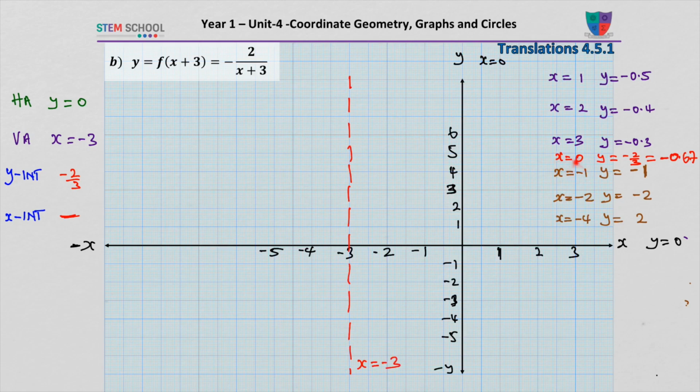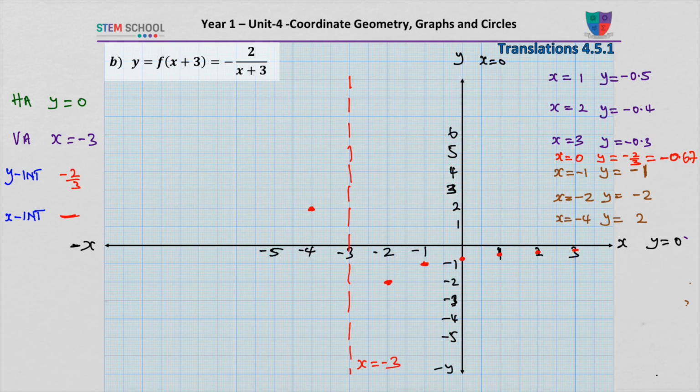When x is 0, y is minus 0.67. Now when x is 1, y is minus 0.5. When x is 2, y is minus 0.4. When x is 3, y is minus 0.3. When x is minus 1, y is minus 1. When x is minus 2, y is minus 2. When x is minus 4, y is 2. Right, so those are the points that we needed.